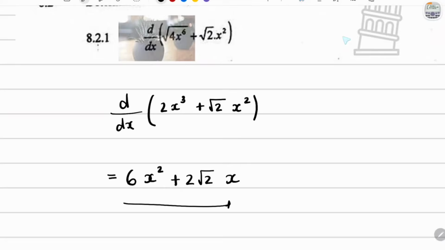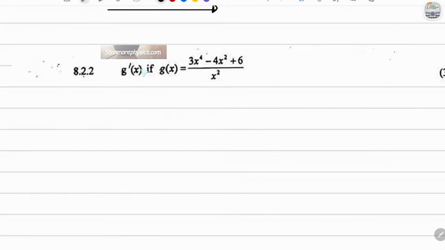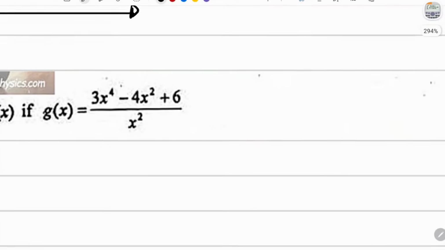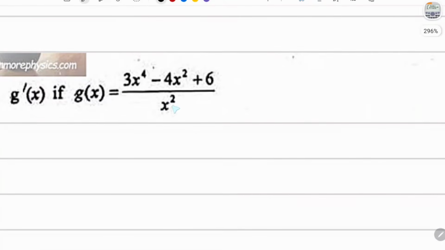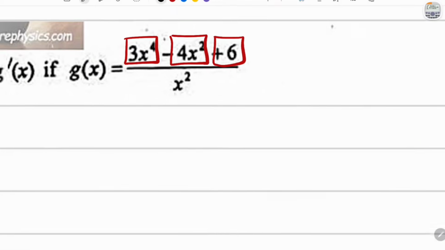Moving on to the next question. The next one is another derivative question. We have 8.2.2. We need to determine g prime of x if g of x is equal to this. So let's look at this. Do you see that there is a denominator of x squared? We shouldn't have that. Now, I know normally you would think, okay, maybe we need to move this to the top. That wouldn't work in this case, because I want you to see what's actually going on here. Do you see that you have 3 separate terms and all of them are being divided by x squared?